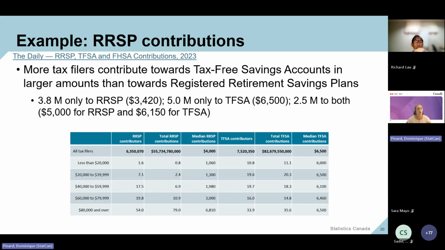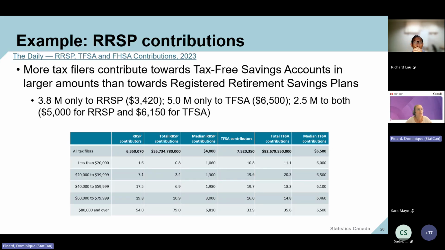This slide, we talk about RSP contributions. Even though usually in previous releases, in web tables, we include only RSP contributions, in this release, in the analytical part of the release, we did look at the TFSAs, the RSPs, and also the FHSA, but there was not enough data at that time for the FHSA. FHSA was in its first year.